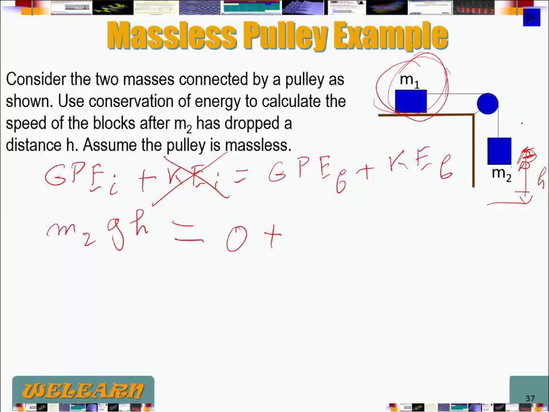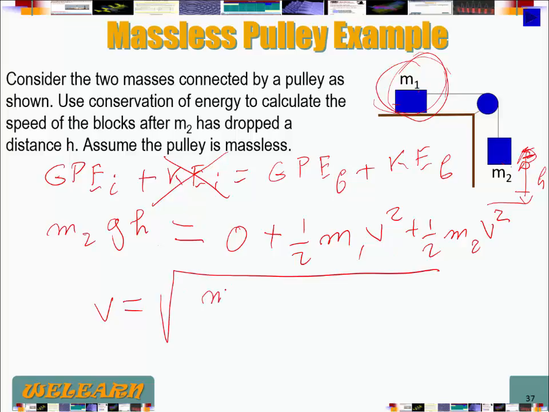But what's the kinetic energy final? Both masses are going to be moving, so it's going to be 1/2 of m1 v squared plus 1/2 of m2 v squared. So v is going to be the square root of m2 g h times 2, that half is going to come to the numerator, over m1 plus m2.